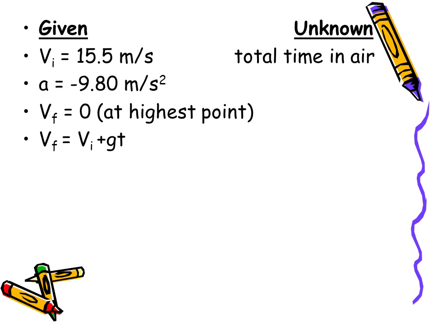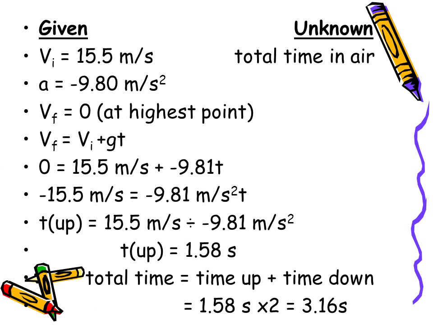So the equation that we're going to use is final velocity equals initial velocity plus acceleration times time. Plugging in the variables that we know, the final velocity is 0, the initial velocity is 15.5 meters per second, plus the acceleration due to gravity times the time that I'm looking for. Then just do the algebra, solving for time, and that'll give me the time it takes to go up. 1.58 seconds.